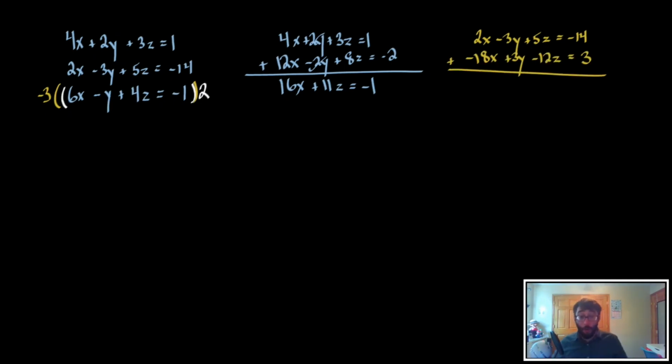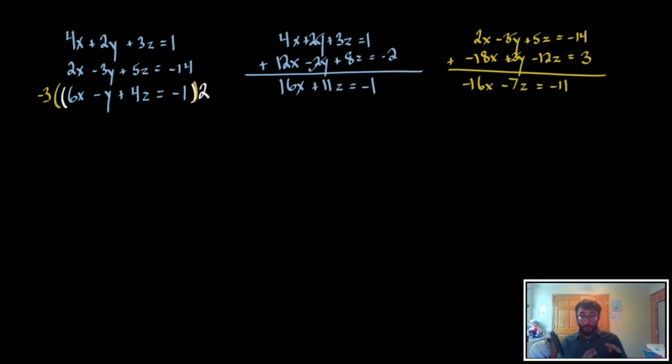All right, so I went ahead and I just rewrote the second equation just to stay organized, and I now multiply this equation through by -3, so I got -18x, +3y, -12z, and +3, because now when I add these equations together, I'm going to get -16x, the y's cancel, that's what I wanted to happen, -7z is equal to -11, okay?